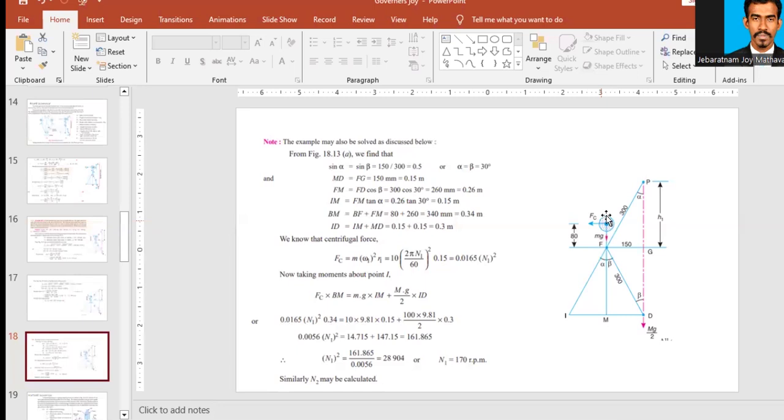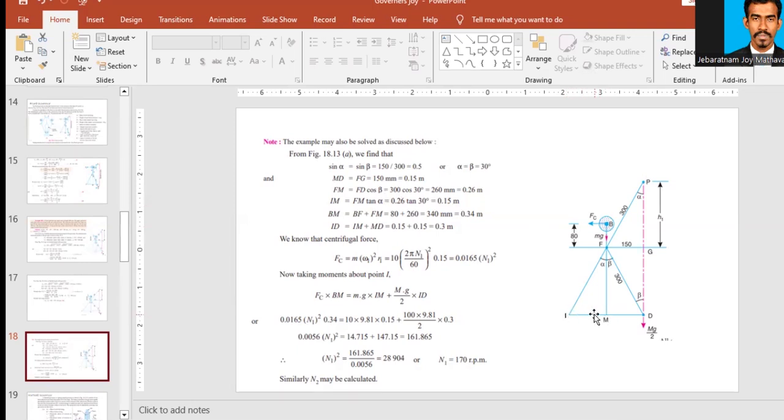And Im is Fm tan alpha. Why? Because tan alpha is equal to Im upon Fm. Therefore Im is equal to Fm tan alpha. So Fm we know, that is this length GD, that is PG, which is equal to 0.26 we have already found. 0.26 into tan 30, we know the value of tan 30. When we resolve it, it will give you 0.15 meter. So Im is 0.15 meter.